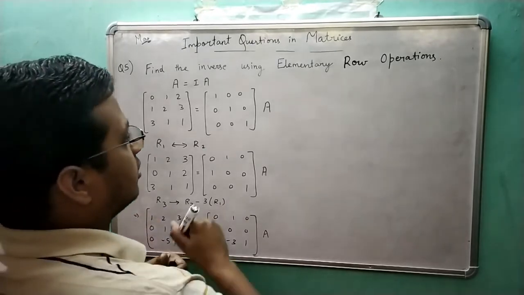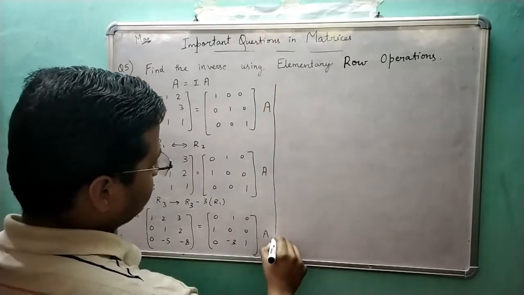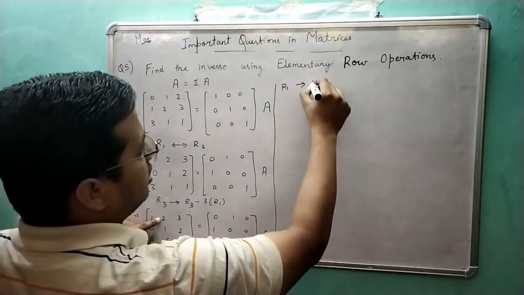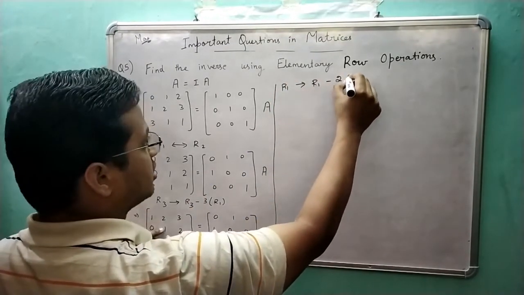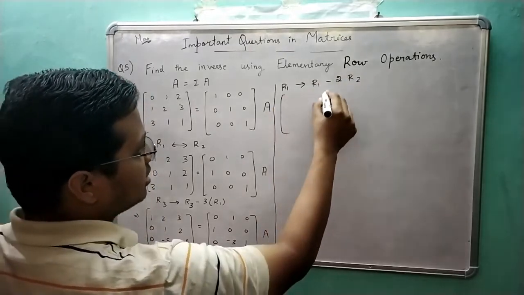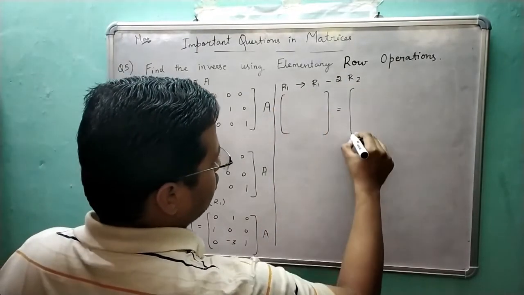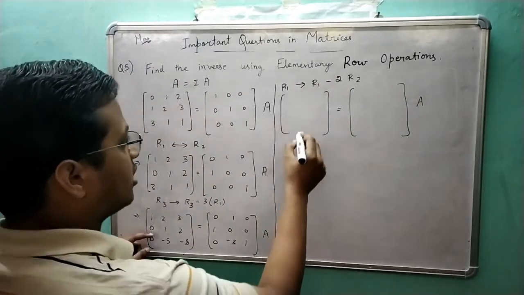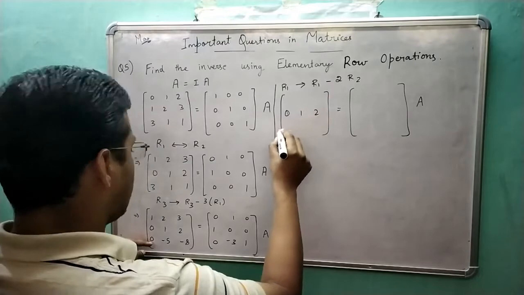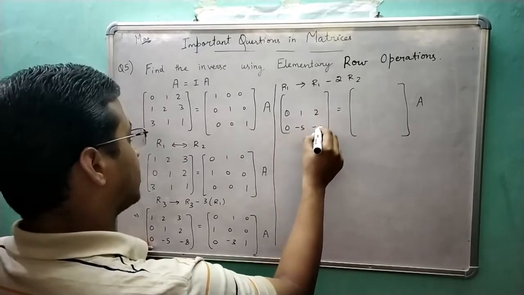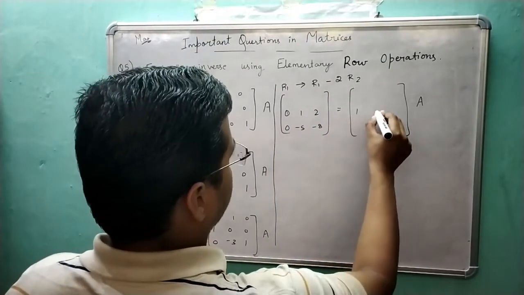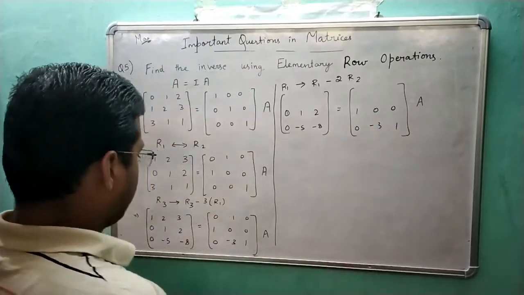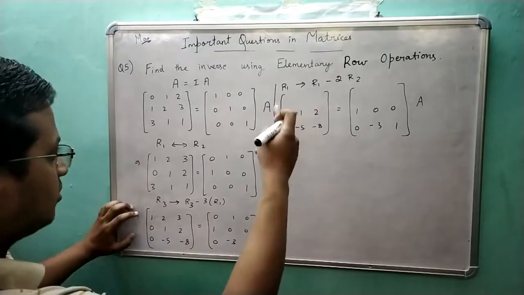So now R1 will change to R1 minus 2 times R2. Let us apply this operation. Since R1 is changing, R2 and R3 will remain as they are. So 0, 1, 2, 0, minus 5, minus 8, 1, 0, 0, 0, minus 3, 1. Now R1 is changed to R1 minus 2 R2.